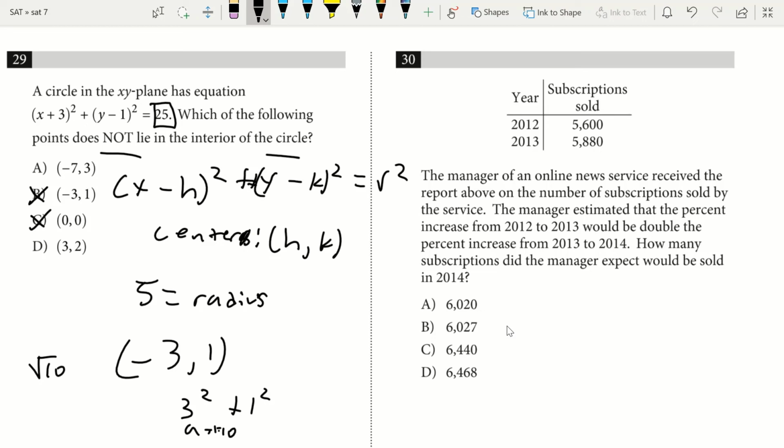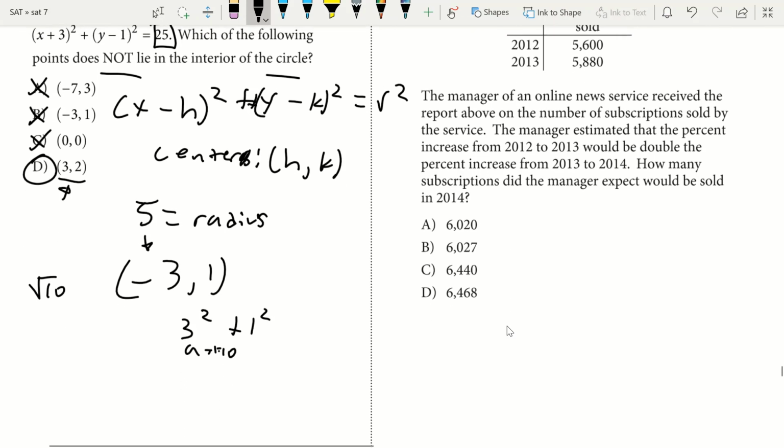Alright, so now I'm looking at negative 7, 3, and I'm looking at 3 and 2. Well, right off the bat, when I see 3, 2, I know that I had negative 3 as my x center, right? Well, 3, that's 6 away, right? And my radius is only 5, so I can't reach 6 away to get there. So I know, therefore, that my answer has to be D. It can't be inside the circle.